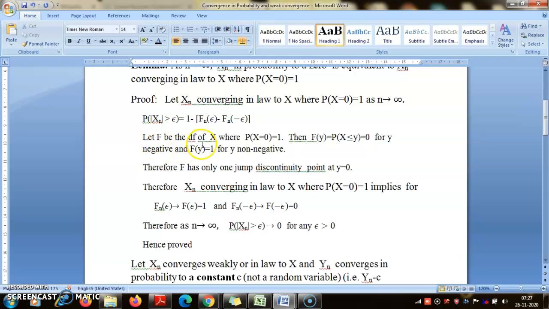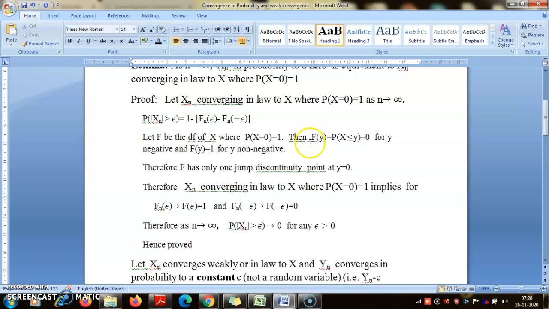Now if F is the distribution function of X, where probability X equal to 0 is 1, then you see that F(y), which is probability X less than or equal to y, is 0 for y negative. Why? Because X does not take any negative values. And F(0) will be probability X less than or equal to 0, that will be 1, because X takes the value 0 with probability 1. Similarly for any positive y it will also be 1, because below any positive number y, X has only one value, that is 0, with probability 1.